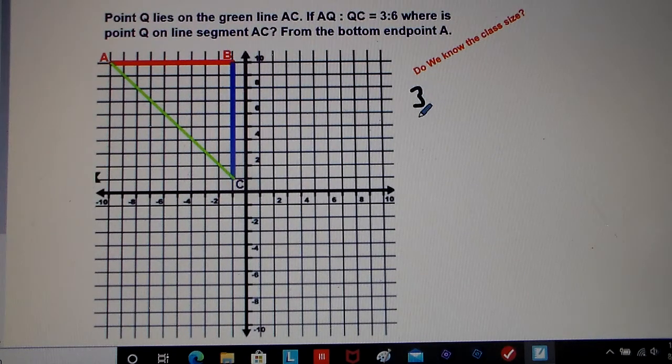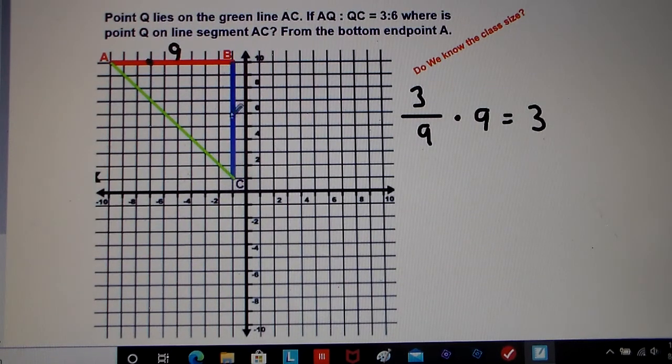AQ to QC is a ratio of 3 to 6. A ratio of 3 to 6 turns into 3 over the total. Well, 3 plus 6 is 9. So we do 3/9 times the distance here of AB. So that's 1, 2, 3, 4, 5, 6, 7, 8, 9 once again. Since that has a distance of 9, we do 3/9 times 9. That's going to equal 3. So we go 3 to the right. 1, 2, 3.